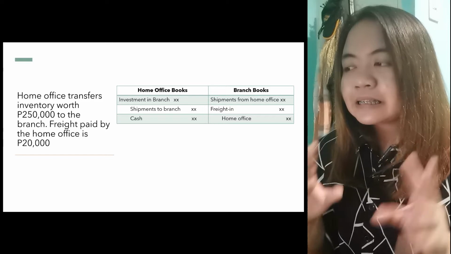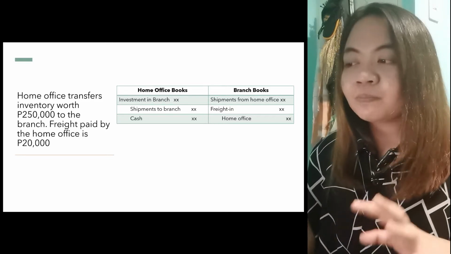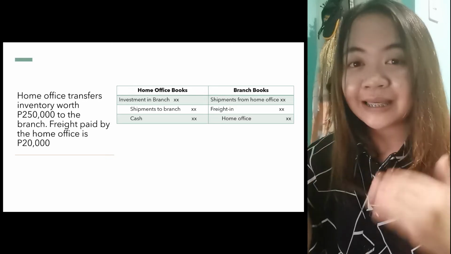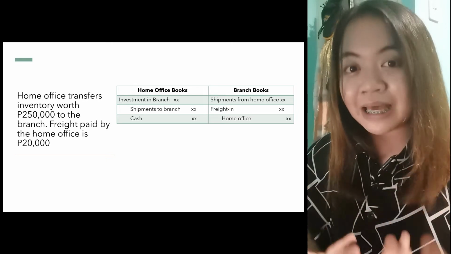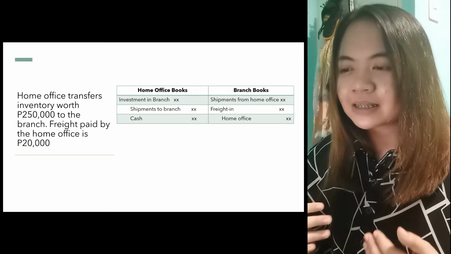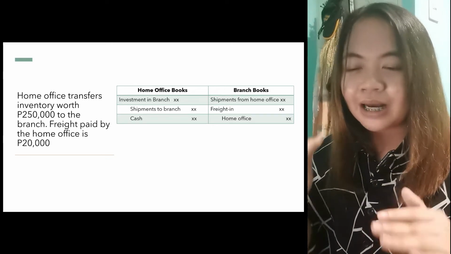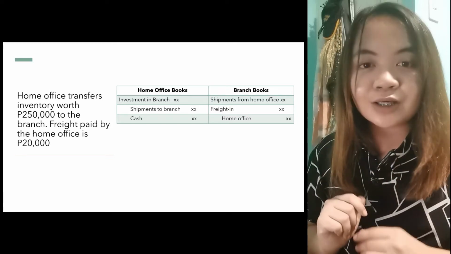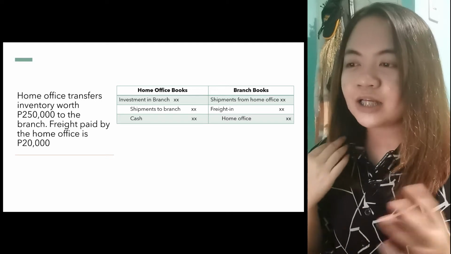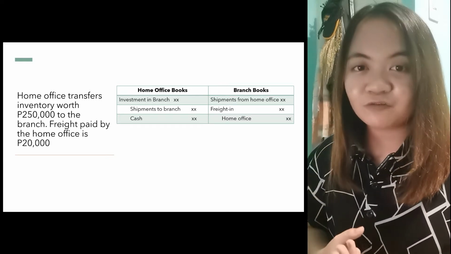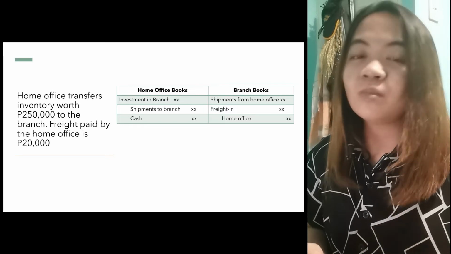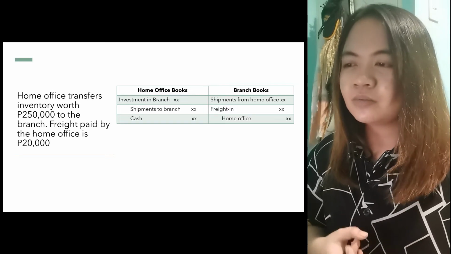Okay? Ang assumption pa niya is at cost. Kasi, pag may ipinatong kang presyo, yun na yung special problems. Dito muna tayo sa basic. Okay, sa basic, wala kang pinapatong, at cost siya. Kaya ganyan pa lang yung kanyang journal entry. Okay? Next, sa branch books, we debit shipments from home office, we debit freight in, and then we credit home office.